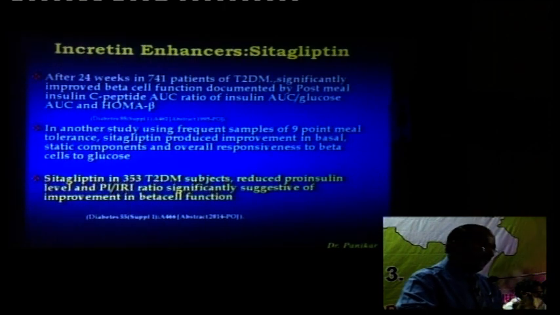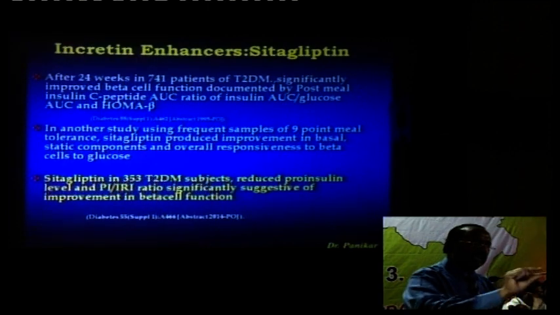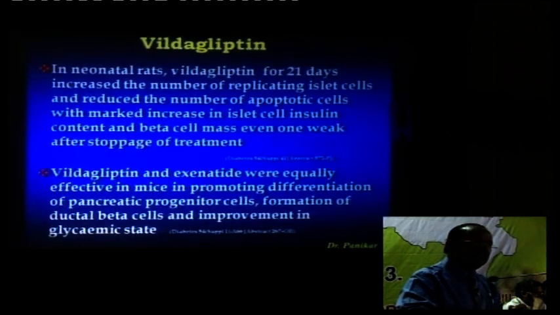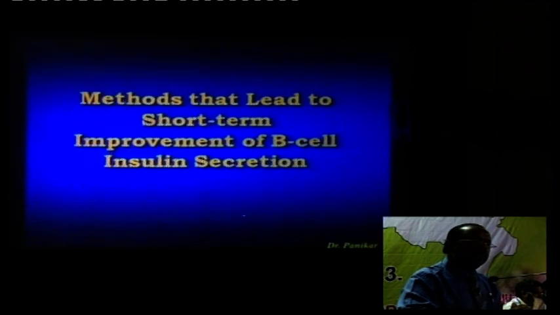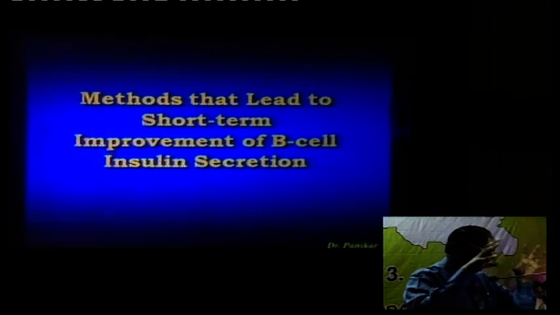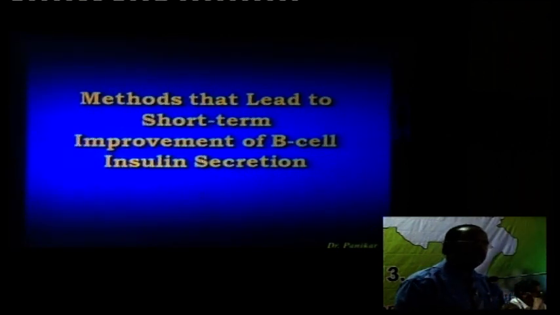The incretin enhancers, that is your DPP-4 inhibitor, sitagliptin, if you read the last one in yellow at the bottom, reduce the pro-insulin-insulin ratio and significantly suggest improvement in beta cell function. Similar findings are seen with vildagliptin. Basically, these findings would be seen with most of the DPP-4 inhibitors. They are very similar. As a class, it has an effect. There are other methods that lead to short-term improvement of beta cell secretion.